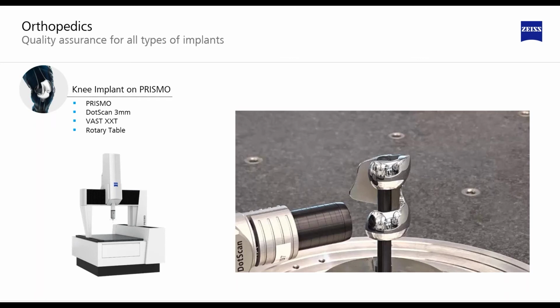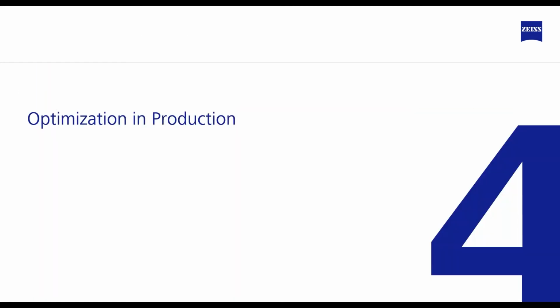Correct. If you are interested in further application examples, you will find them on the Zeiss homepage or, of course, also on site in Oberkochen in our customer center.